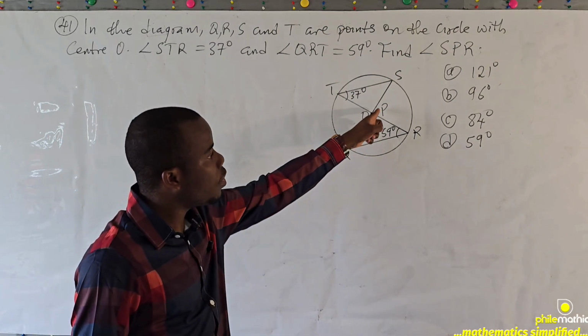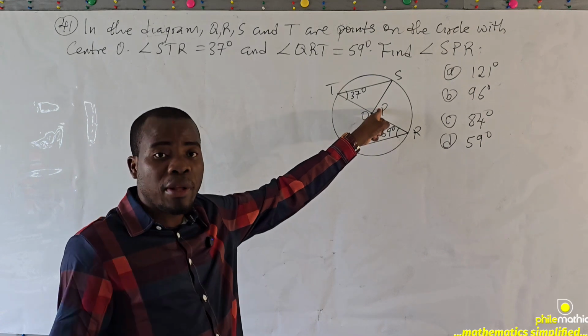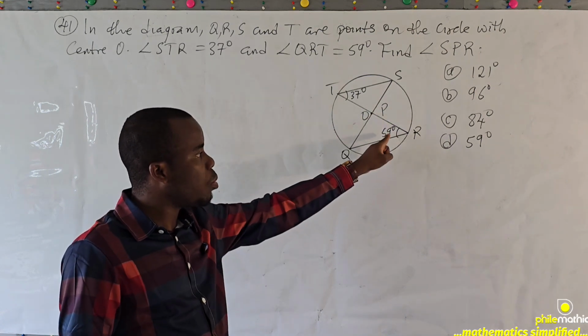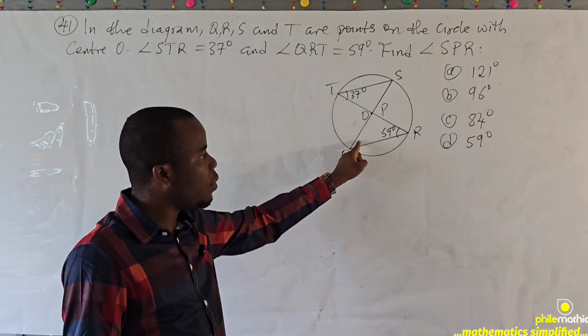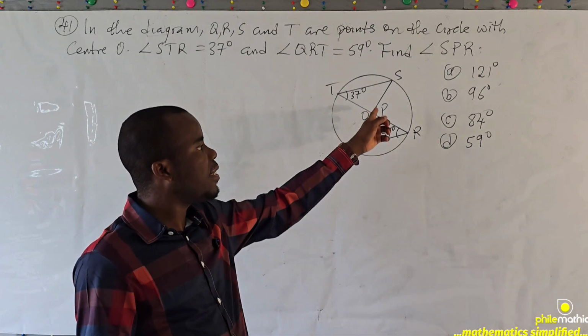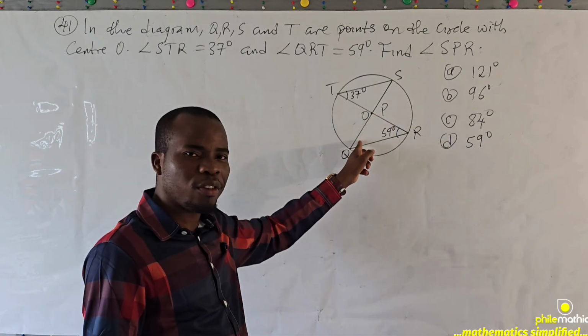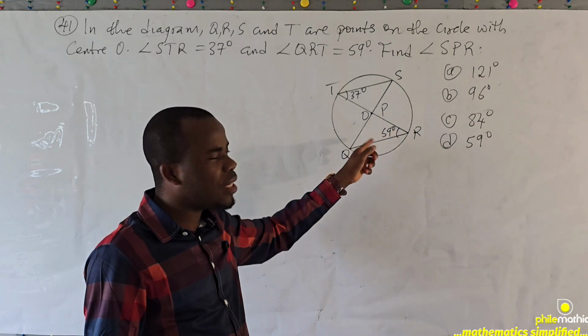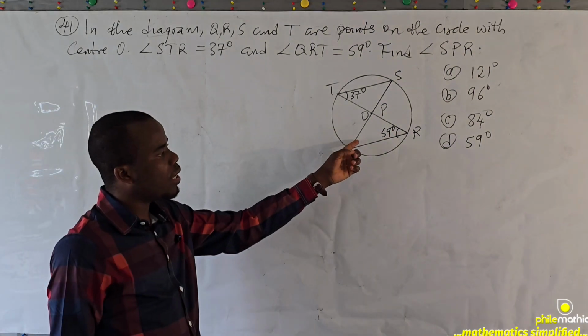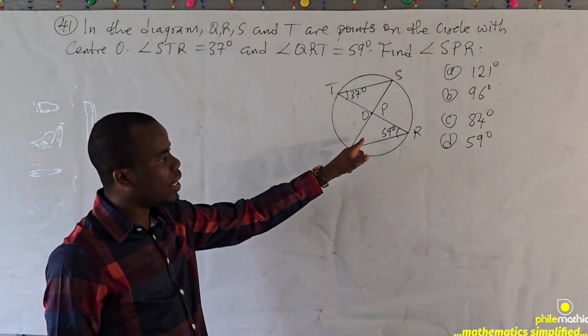The angle we are looking for is this P. And we simply know that this angle here is the sum of this angle and this angle. What's the reason? The exterior angle of a triangle is the sum of the two opposite interior angles. But we need to get what this angle is. How do we get this?